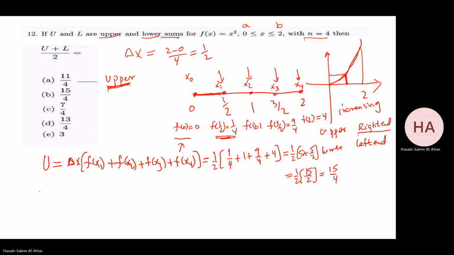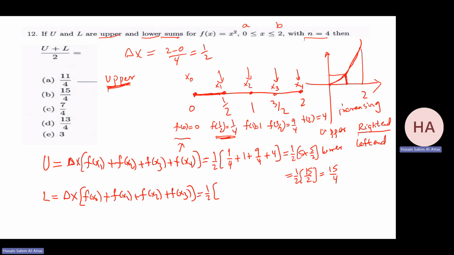Lower, which is less than the exact area. Lower than the exact area. So we'll choose what? Now the left endpoint. I'm choosing the left endpoint. So it will be f of x0, since the function is increasing all the way, plus f of x1, plus f of x2, plus f of x3, which is clear. That will be half times what?